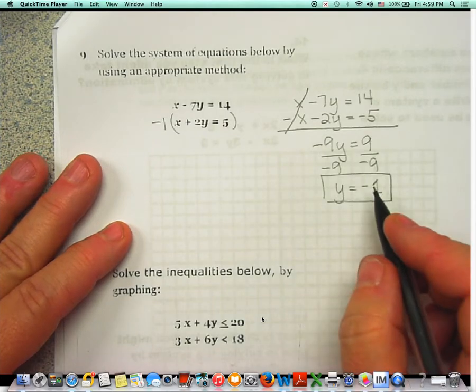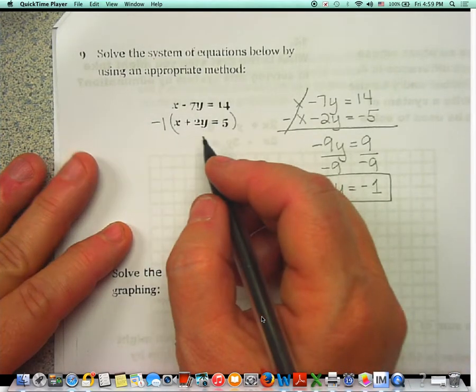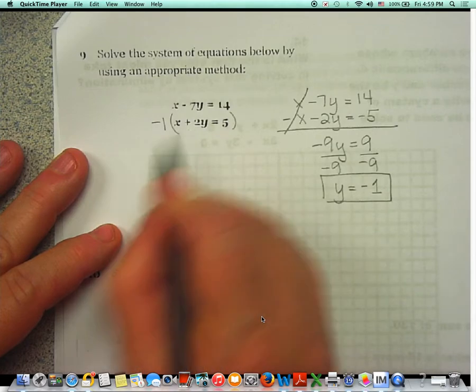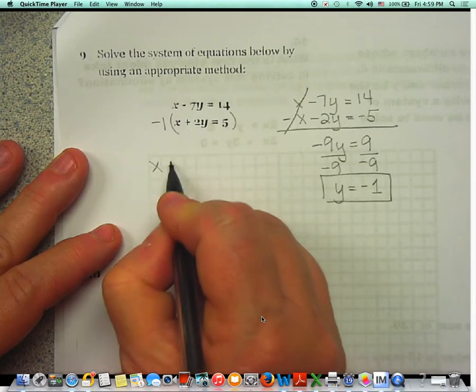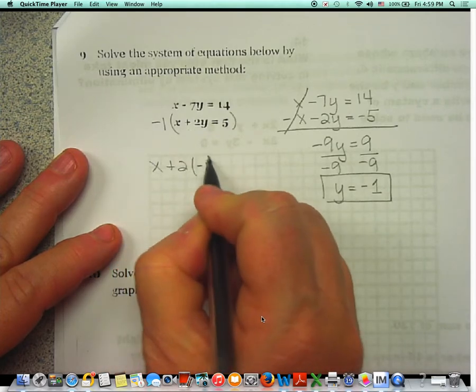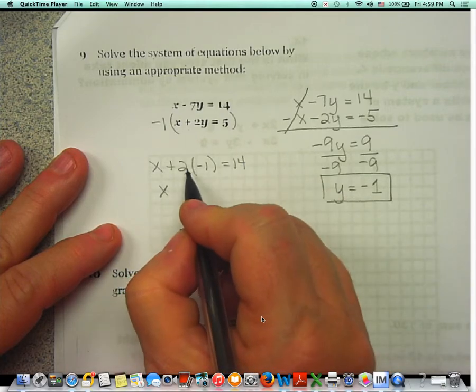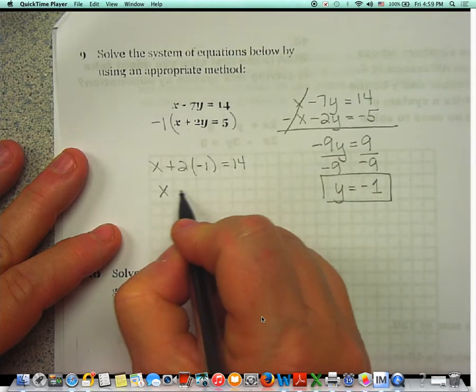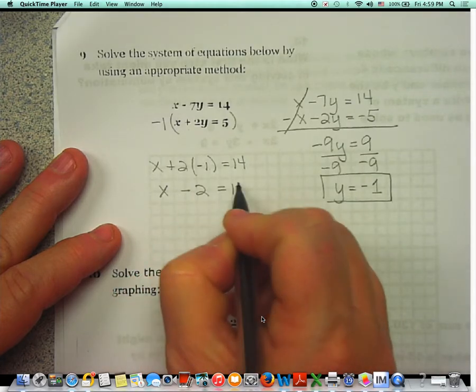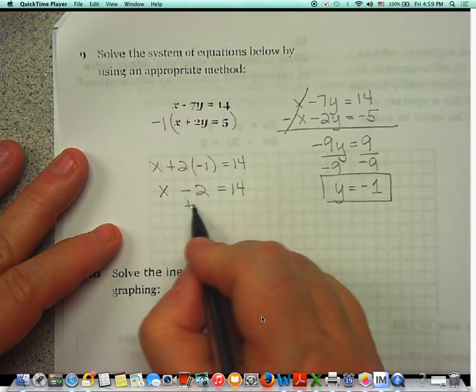Then I'm going to plug negative 1 back into one of these. So I'm going to do it in the second one this time. So x plus 2 times negative 1 equals 14. So x plus 2 times negative 1 is negative 2. So I'm going to have x minus 2 equals 14. Then I'm going to add 2.